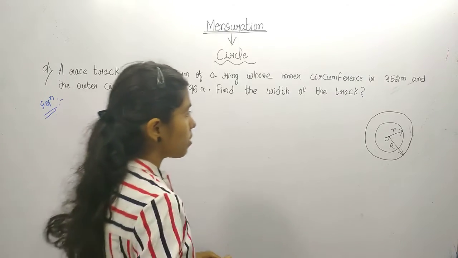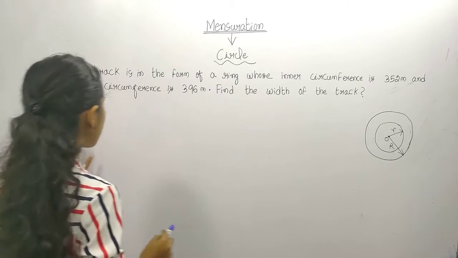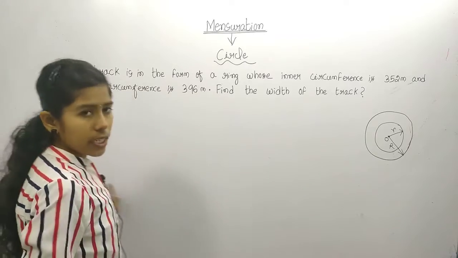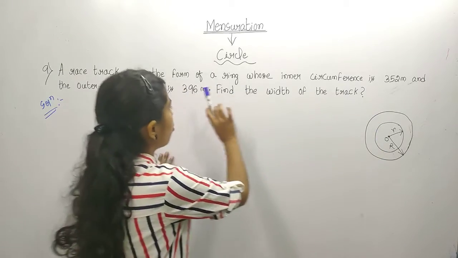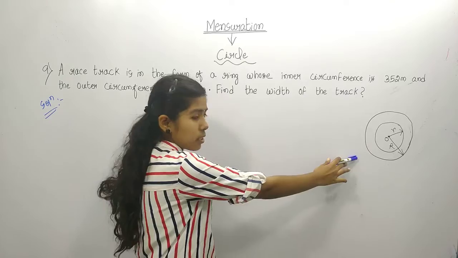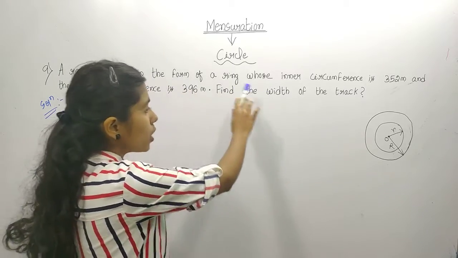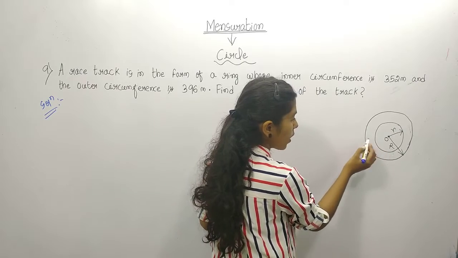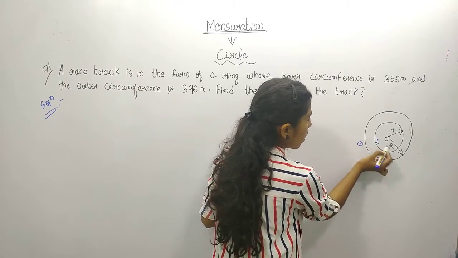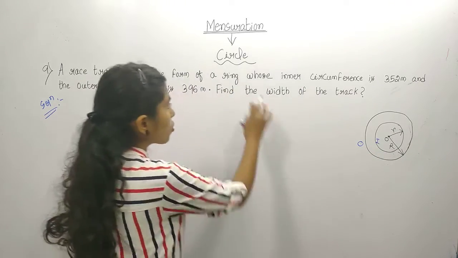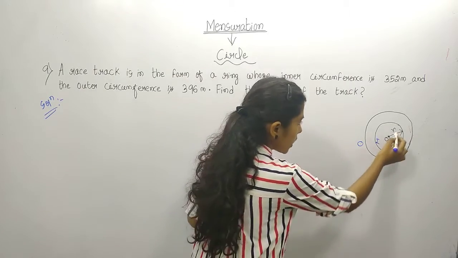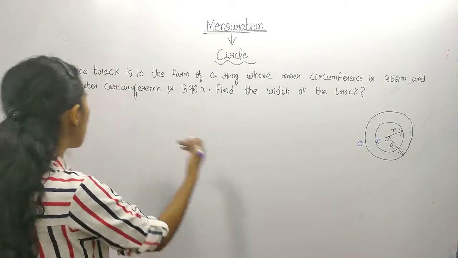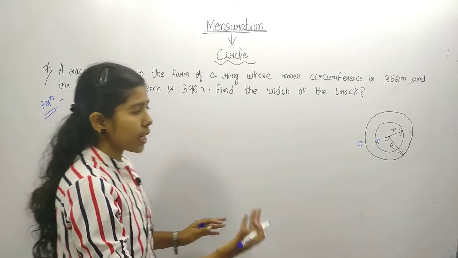So you see, this is the next question. What is given? A race track is there, in the form of a ring. You see here two rings are there, one is the inner ring and the other is the outer ring. So the inner circumference is 352 meter and the outer circumference is 396 meter.